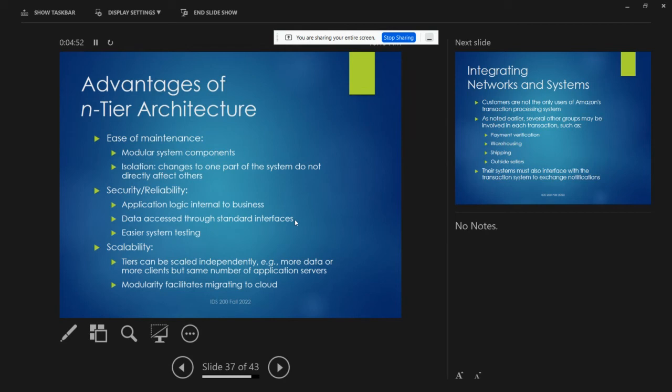Data gets accessed through standard interfaces, meaning it's harder to do some sort of malformed, malicious database operation that tries to do something it shouldn't, right? Because it has to pass through multiple stages of the system. It has to be a database operation that not only can be processed by the database machines, but also makes it through the application servers as well.